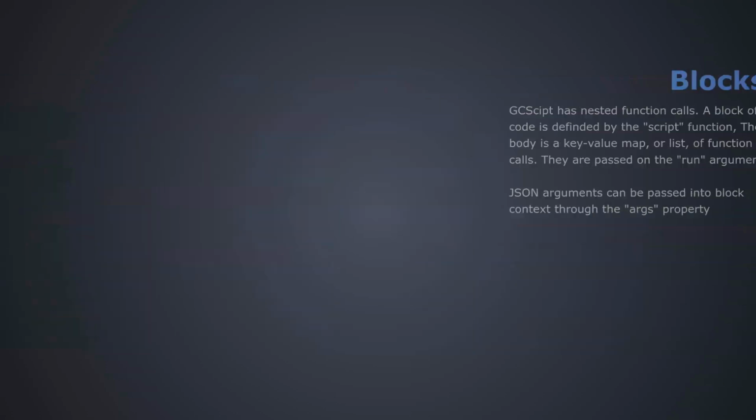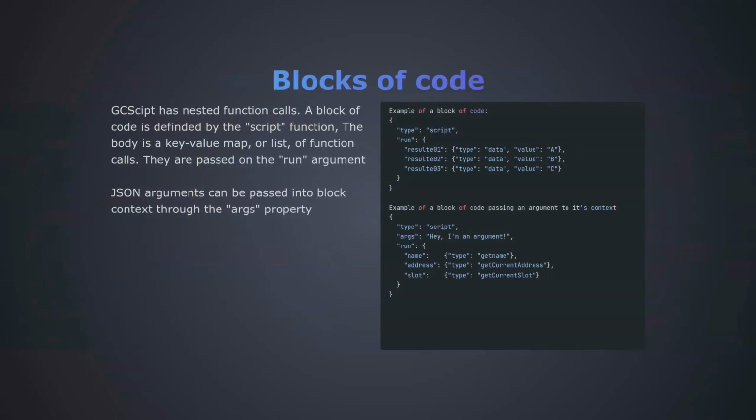Game Changer Script also has blocks of code. GCScript has a nested function call. A block of code is defined by the script function. So we have type script, and the body is a key value map or list. They are passed on the run argument. JSON arguments can be passed into block context to the arguments property.